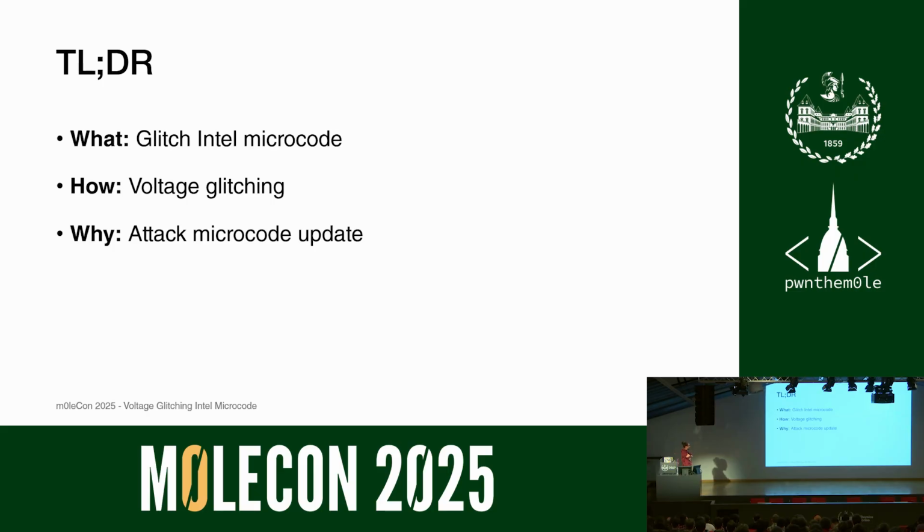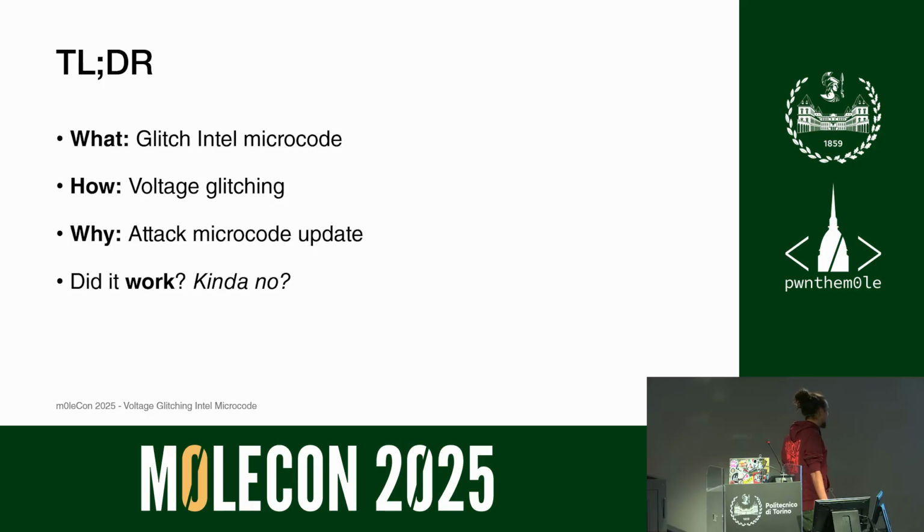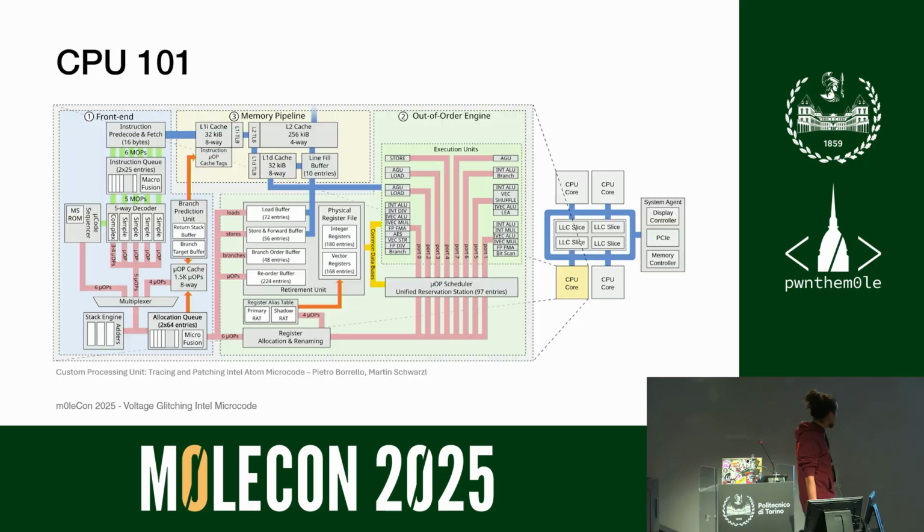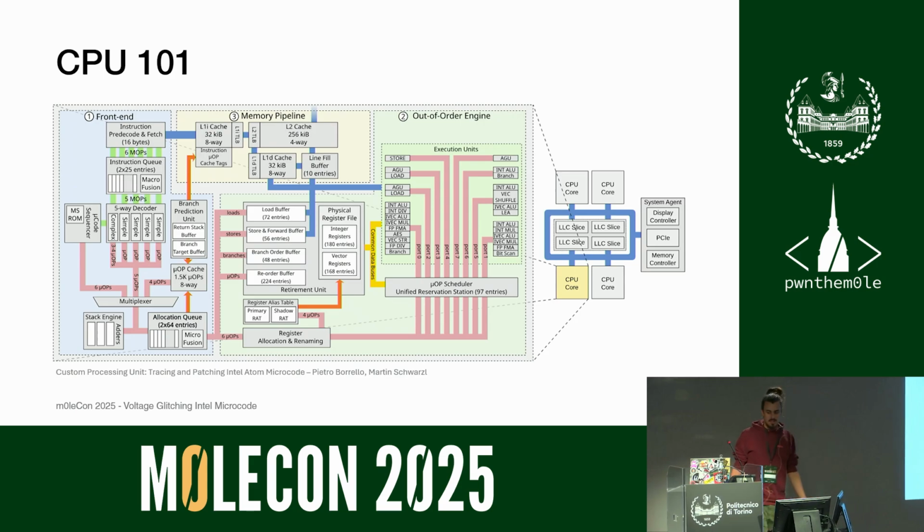So the idea is to glitch the microcode in order to attack the microcode update. And I'm going to give you a little spoiler. Did it work? No, not really, not the microcode update, but I guess there is still something worth it in this presentation. I hope so. You'll tell me probably. So first thing first, I'm going to start with some basics on modern CPUs.